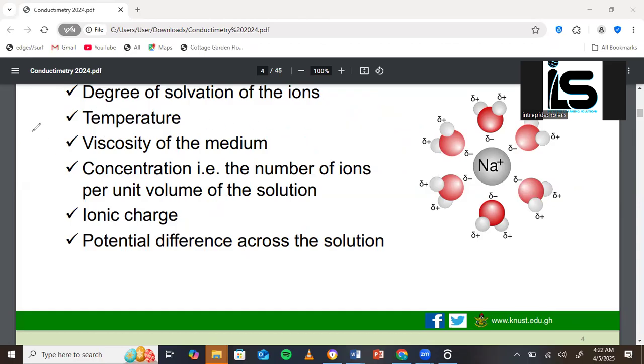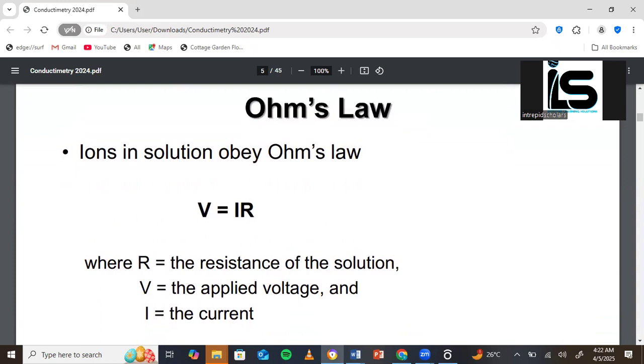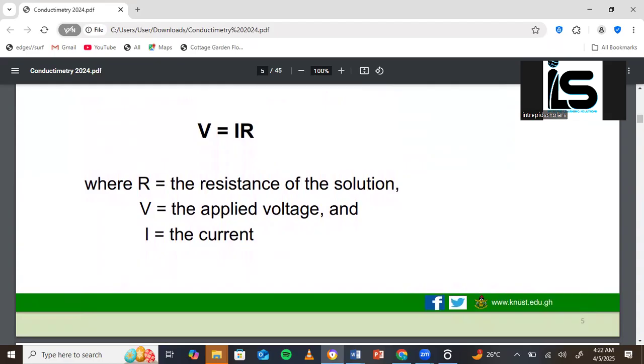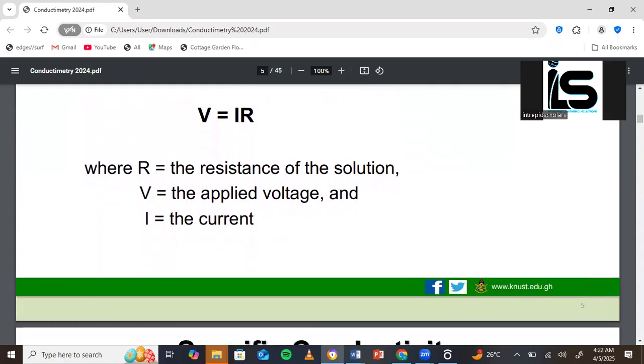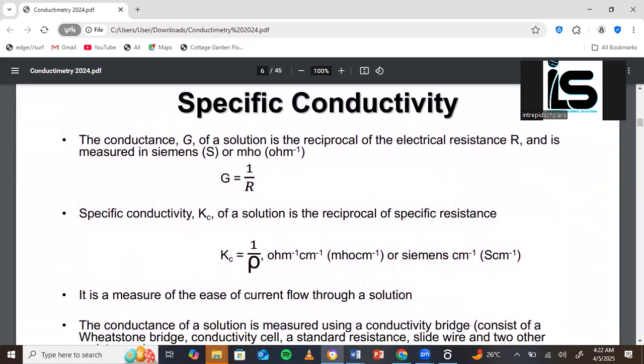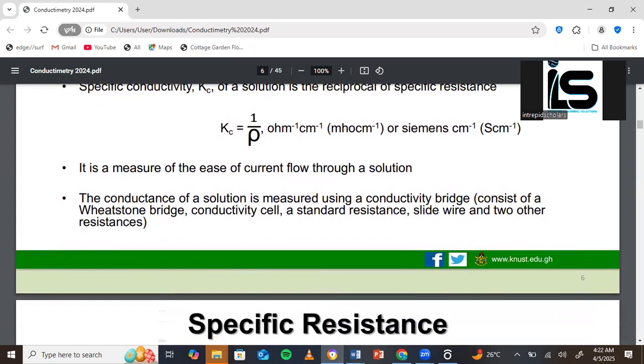The last one is potential difference, and it goes that the higher the potential difference, the higher the movement of ions. Now we are saying solutions also obey Ohm's law. Ohm's law states that V is equal to IR, right? Now, specific conductivity. The conductance of a solution is the reciprocal of the resistance, right? And the specific conductivity is the reciprocal of the specific resistance. So, a mathematical relationship for us to take note of. And whilst we take note of these, we have to also take note of the units of these quantities, right?